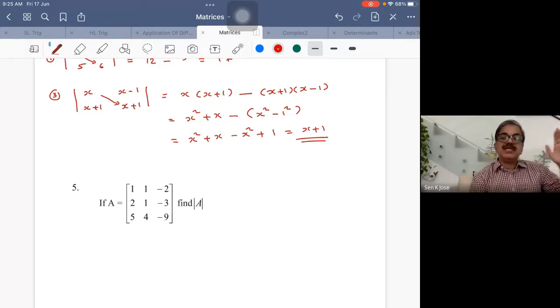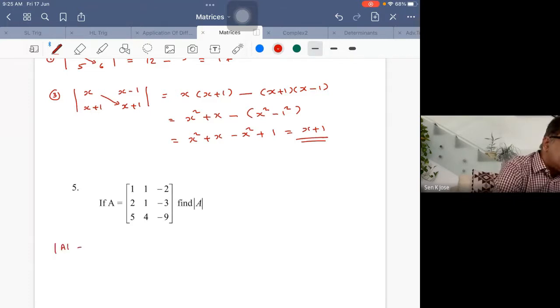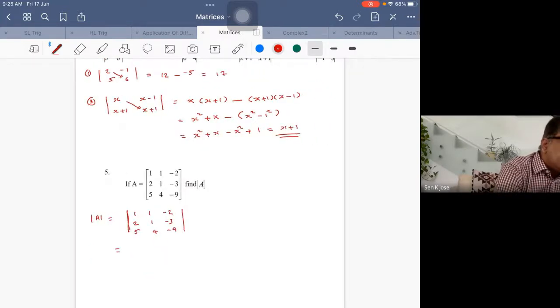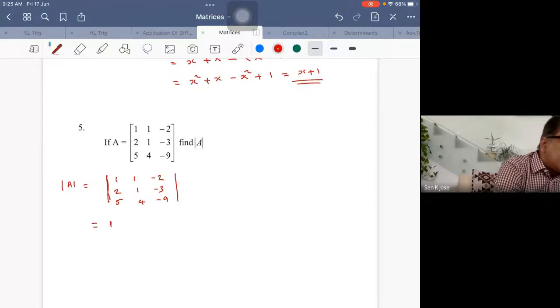You have the position signs plus, minus, plus. So we copy determinant A. Determinant A is equal to determinant 1, 1 minus 2, 2, 1 minus 3, 5, 4 minus 9. And then we start expanding. How do we expand? The first element: 1 into its minor. Maybe I show the minor. You start with a plus sign, right? The first element is 1 into its minor.